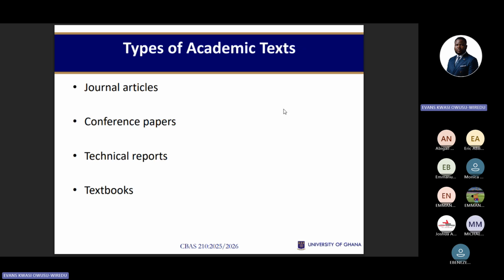All right. Types of academic texts. We have the journal articles, the conference papers, technical reports, the textbooks. So basically, these are some of the documents that are available for these people.